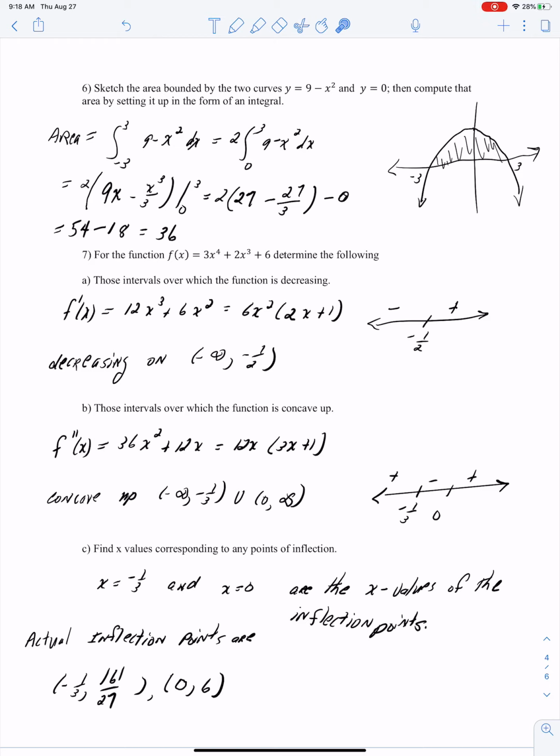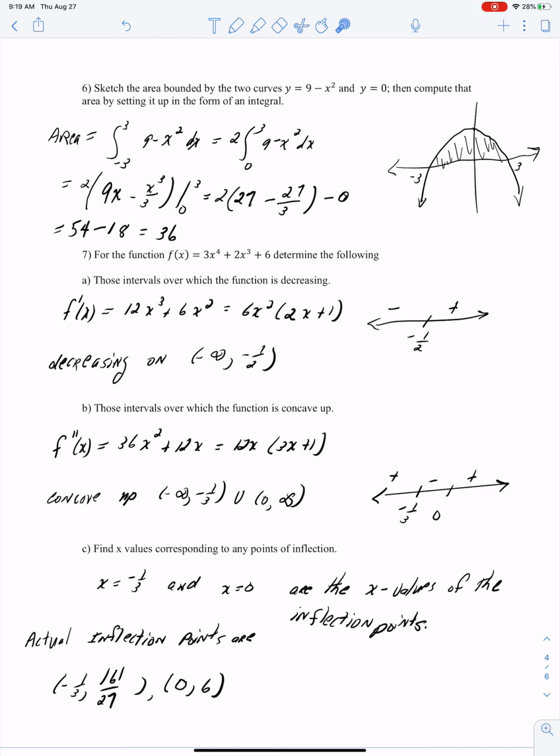All right, so I get twice the integral from 0 to 3, 9 minus x squared dx. So now I need to integrate 9. I get what? 9x. If I integrate x squared, I get x cubed over 3. So I get what? 9x minus x cubed over 3 evaluated between 0 and 3. So if I plug in the top, I'm going to get what? 27 minus 27 thirds, times 2. If I plug in the bottom, x is going to be 0, so that all goes away.